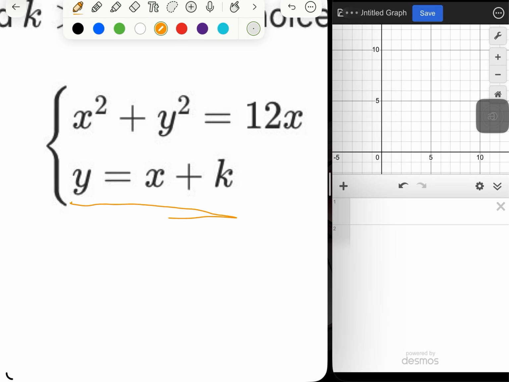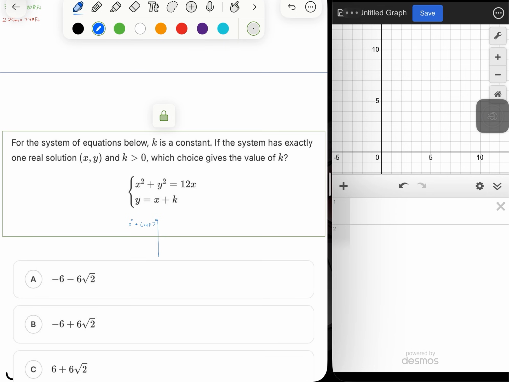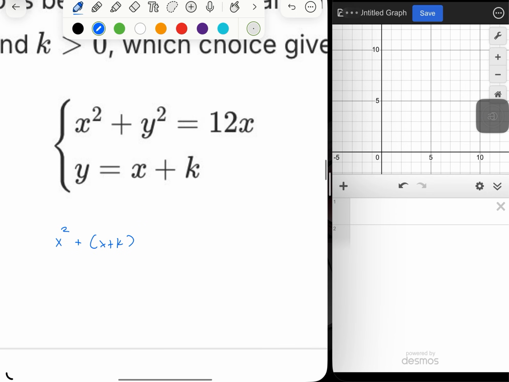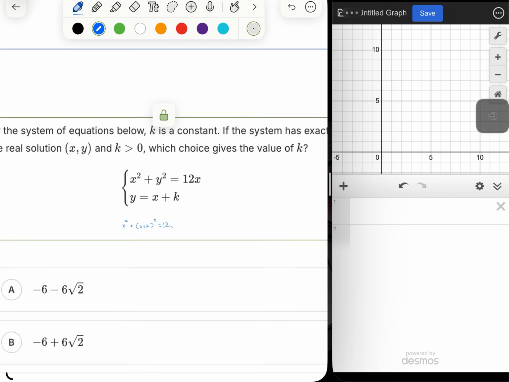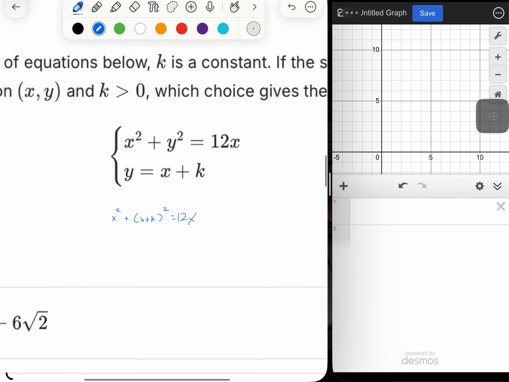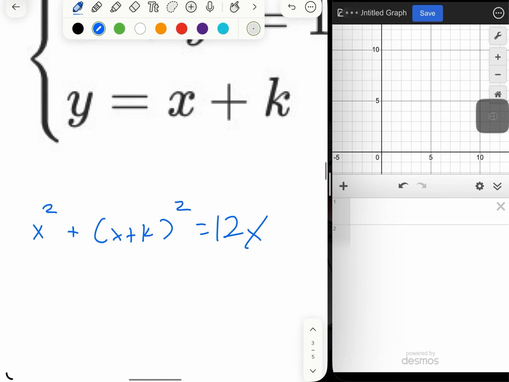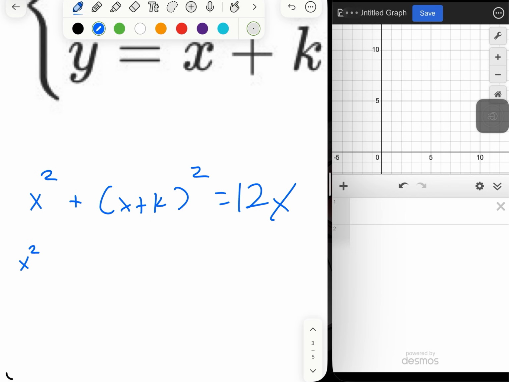So you can take the value of y and plug it into the first one. So you get x squared plus x plus k squared equals 12x. Now, after you write that, of course, expand. So x squared plus this part here, FOIL: x squared plus 2xk plus k squared, equals 12x.